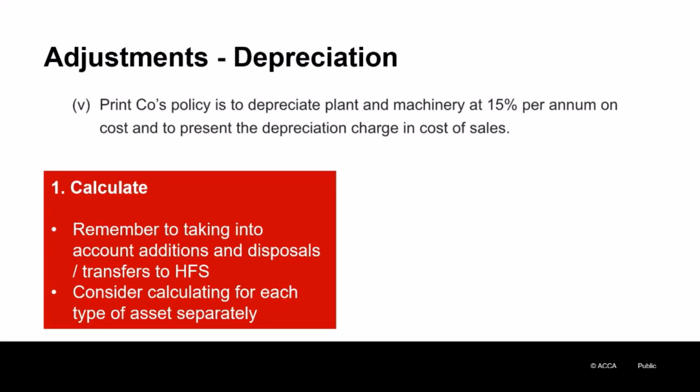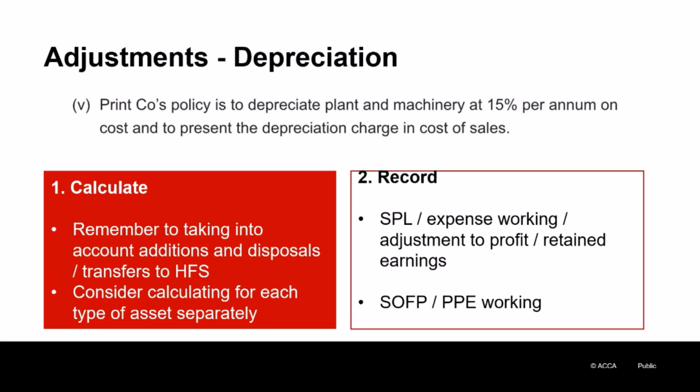Small working, first of all: while you calculate, remember that you need to account for any additions in the year, disposals or transfers to held for sale, and try to calculate the depreciation for each item separately. In many of the questions, the buildings have a separate depreciation rate and plant and machinery have a separate depreciation rate. So please be very careful about it.